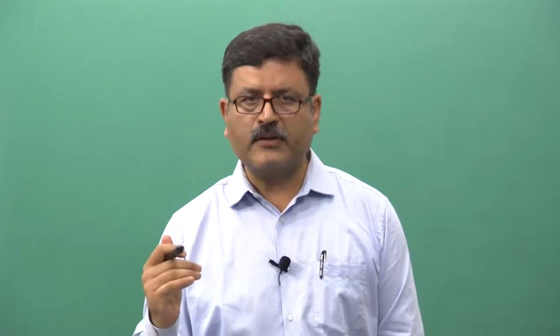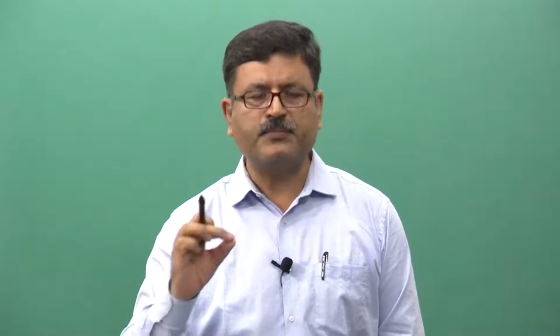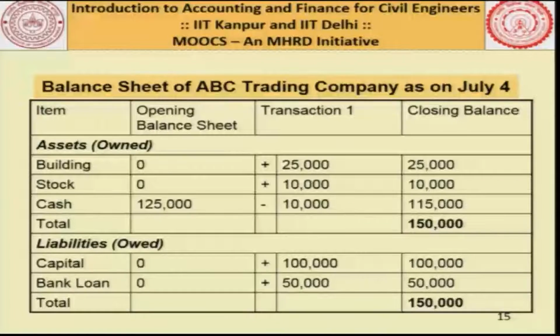So, this will reduce your cash. Initially you had 125,000 cash. Now, 10,000 is gone to buy this cement. So, now my cash will become 115,000 and 10,000 I will add stock. If you look at the balance sheet, this is how it will look. There is no change in the building. Stock has been added from 0 to 10,000. Cash will further come down from 125,000 to 115,000. If you add it up, it is 150,000.